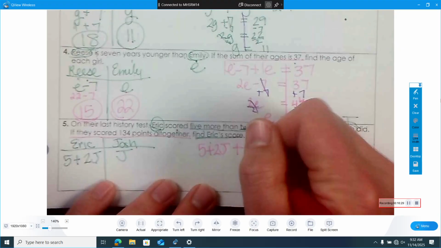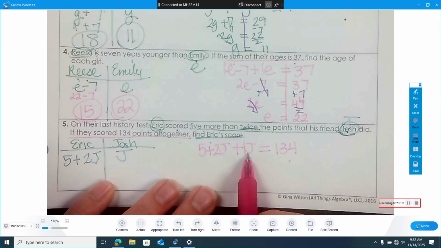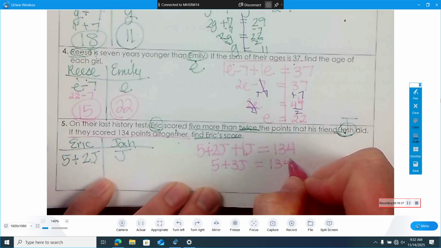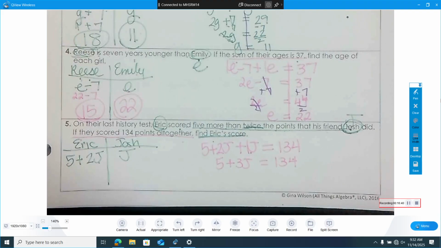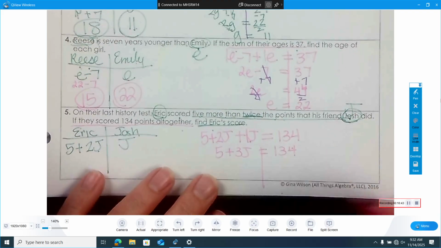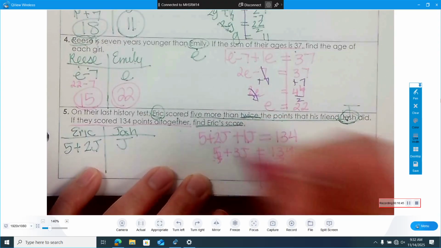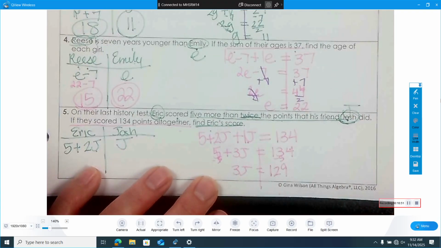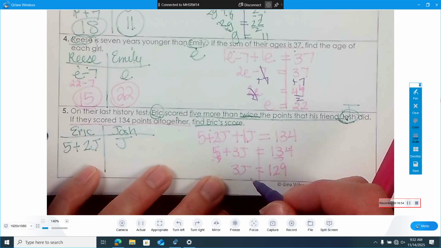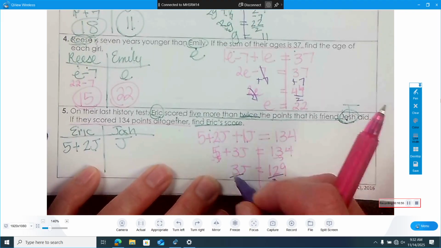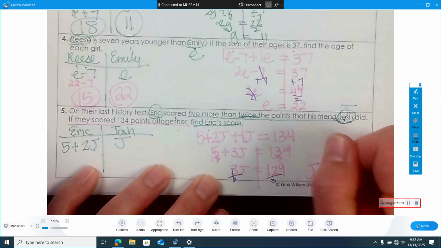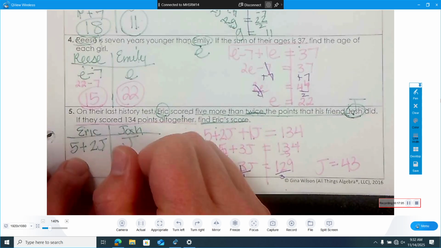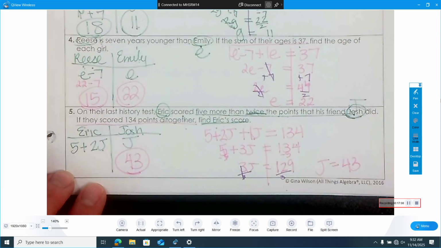All right. We got 2J's plus 1J. What is that? 3J's. So 5 plus 3J's equals 134. And then we need to subtract 5. Good. Minus 5. So I get 3J equals 129. And then divide by 3. So I get J equals 43. Good. All right, J is Josh. Josh got 43 points on his test.